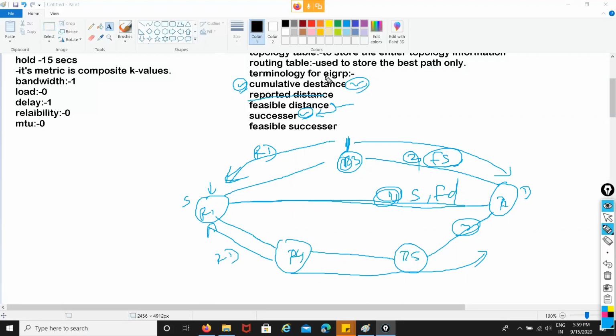Okay. Now, what is cumulative distance? All the possible paths from source to destination. All the possible paths available from source to reach the destination. So that particular information is stored as cumulative distance. So this is all about the terminology that we are using in EIGRP.